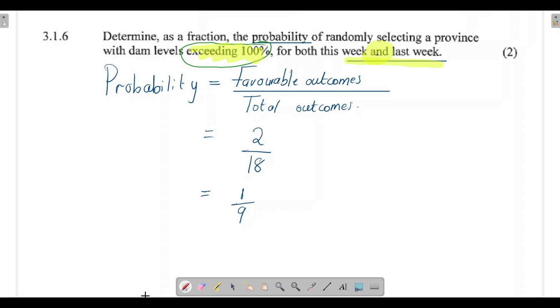Please make sure that you do not make this silly mistake. Someone might think that the probability of randomly selecting a province with dam levels exceeding 100% for both this week and last week is 3 over 18. But why is this incorrect? Why is it not 3 over 18?